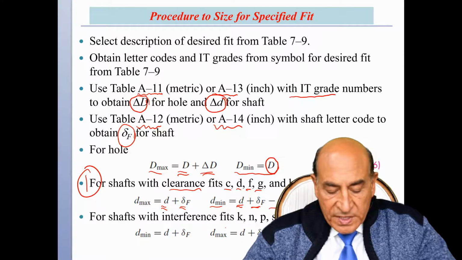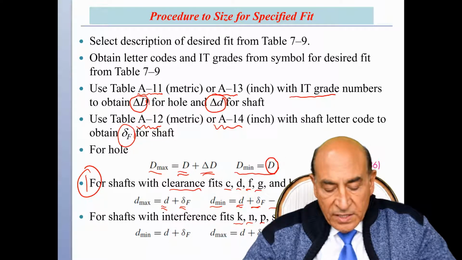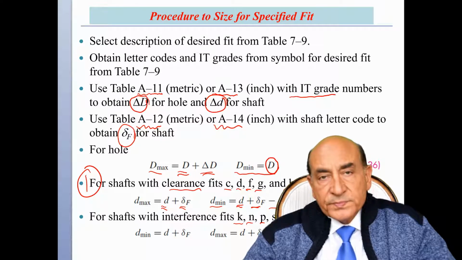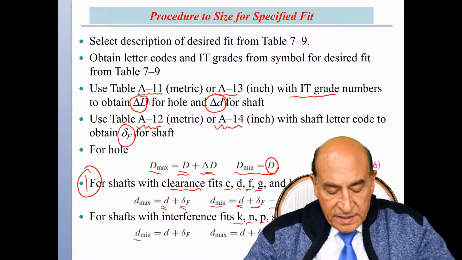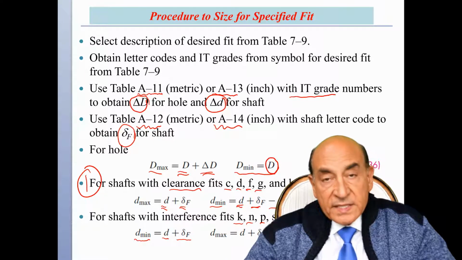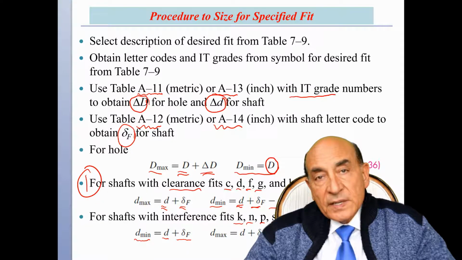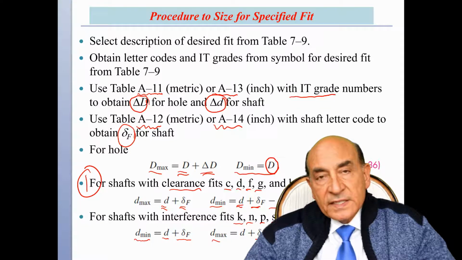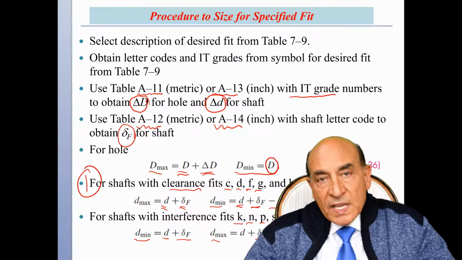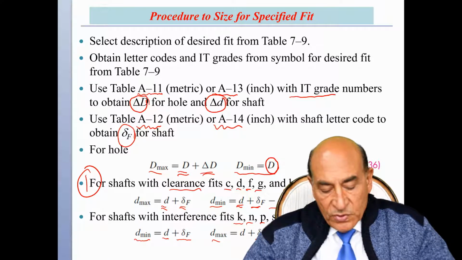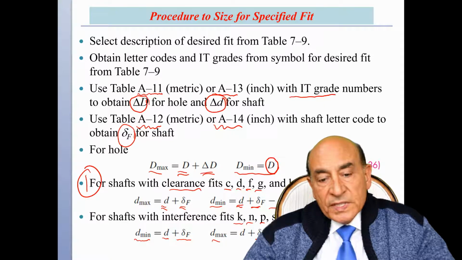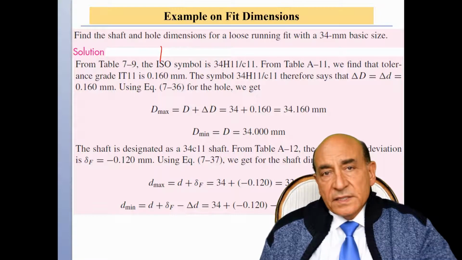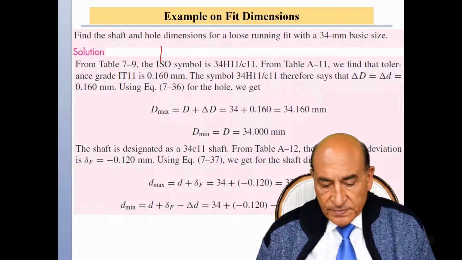And for the shaft with interference fit, the code is K, N, P, S and U. And again, here the D min is the reference plus delta fundamental, so it's a positive number. And D max, we add the delta fundamental and the tolerance delta d, so 2 steps up. So it's either 2 steps down for the clearance or it's 2 steps up for the interference. So let's apply that and take numerical examples to see how it works.